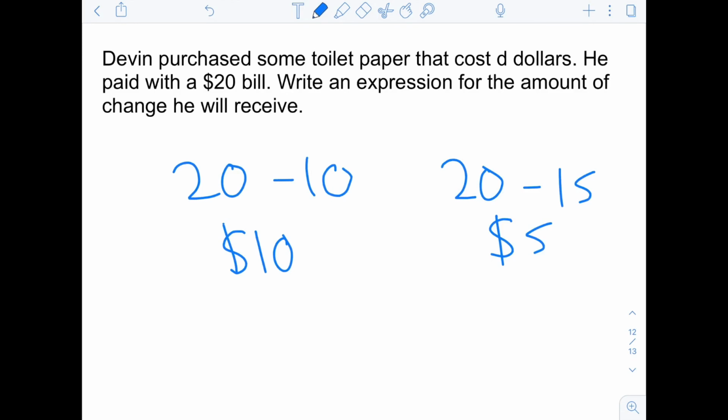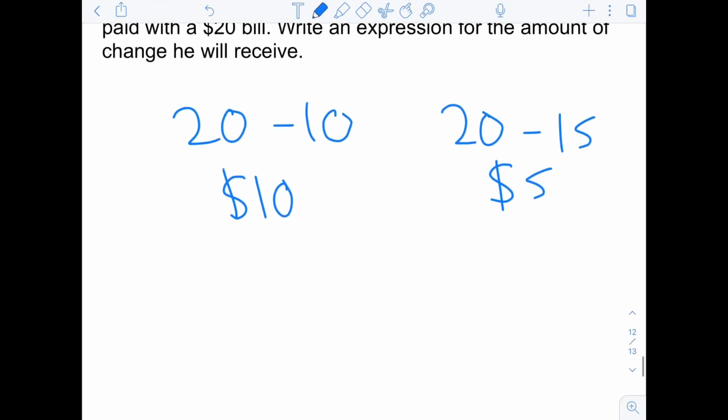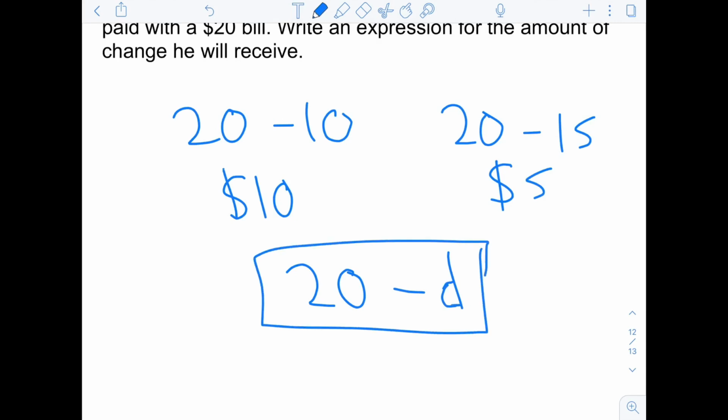So in this case, we don't know how much it costs. It costs D dollars. So we always subtract, so it's going to be 20 minus D. That's the expression. D could be $10 or $15, or it could be 20, since toilet paper is really expensive now, and everybody's hoarding it.